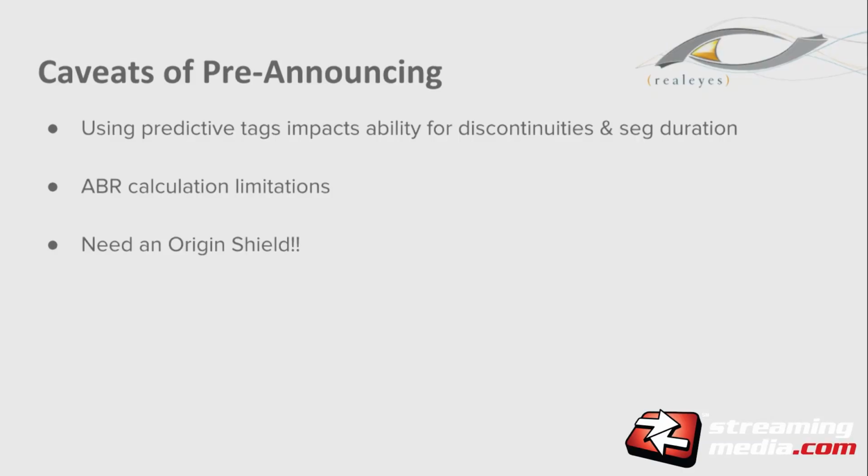If anyone wants to talk more about that, we will in the end, but I want to move through this. ABR calculation limitations. Once again, you're doing things before it's really there. It can impact this stuff. And incredibly important, you need to consider how this could affect your origin. Your system has to be set up for it properly, right?